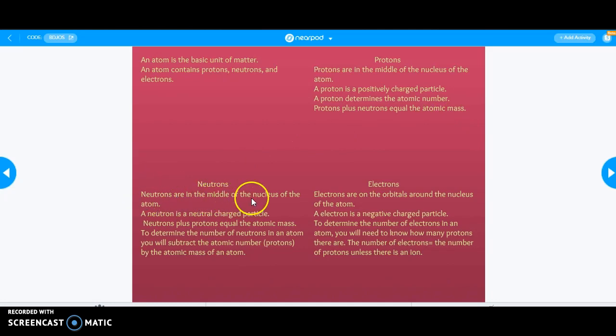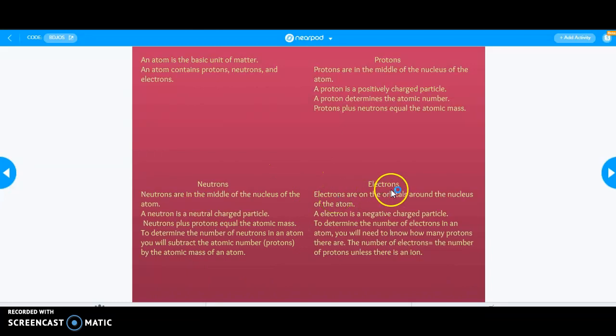Neutrons are in the middle of the nucleus, just like protons are. A neutron is a neutral charge particle. Neutrons plus protons equal the atomic mass, just like we said above. To determine the number of neutrons in an atom, you subtract the atomic number, which again is the number of protons, from the atomic mass of an atom.